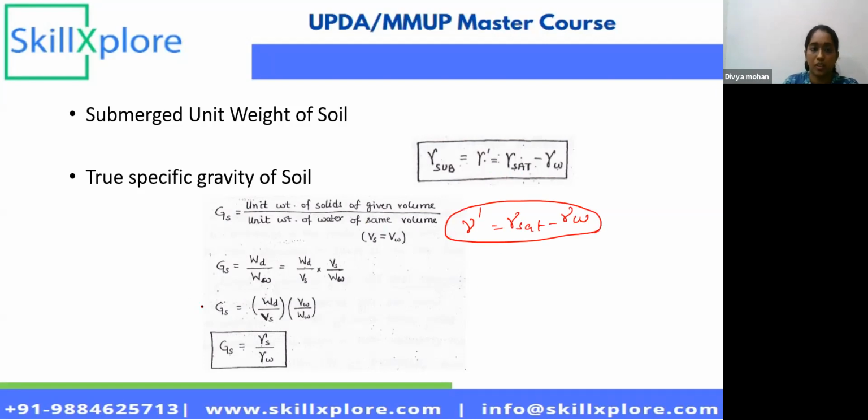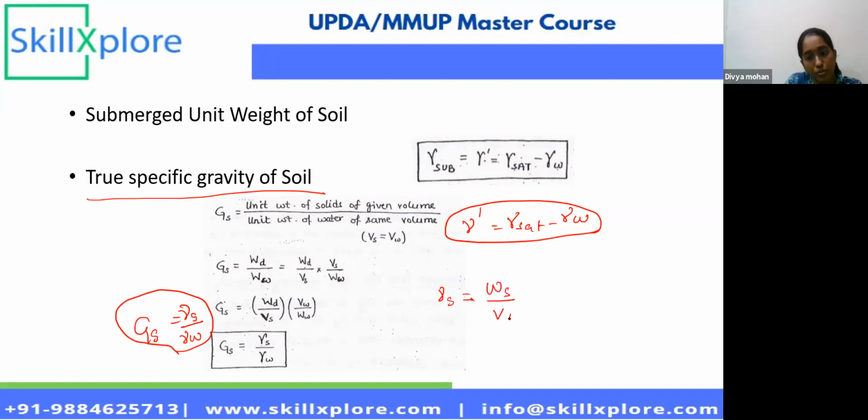Then we'll deal with true specific gravity of soil. True specific gravity of the soil is nothing but the unit weight of solids of a given volume to the unit weight of water of the same volume. So this true specific gravity is gamma S by gamma W. So this value is also a constant parameter. However, gamma S is nothing but weight of solids by volume of solids. So it's a true thing.